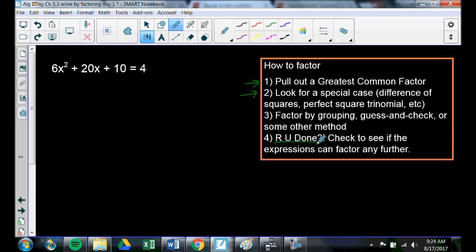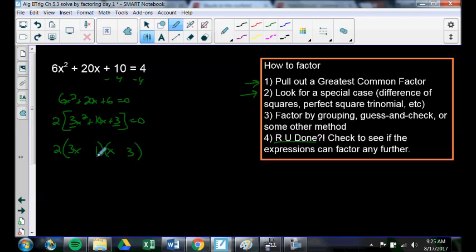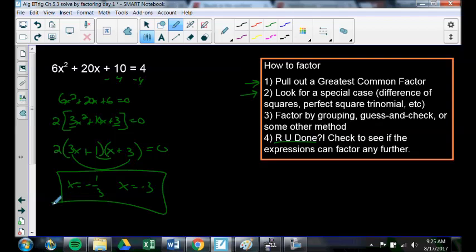You can go further. So I'm going to subtract 4 from both sides here and get 6x squared plus 20x plus 6 equals 0. I can pull a 2 out of all of these things. I'm going to guess and check because this is prime and this is prime. If those numbers are prime or if they're small, guessing and checking can be nice because there's not a lot of options. If I do a 3 and a 1, 9 plus 1 is 10. So my solutions are going to be negative 1/3 and negative 3. Done.